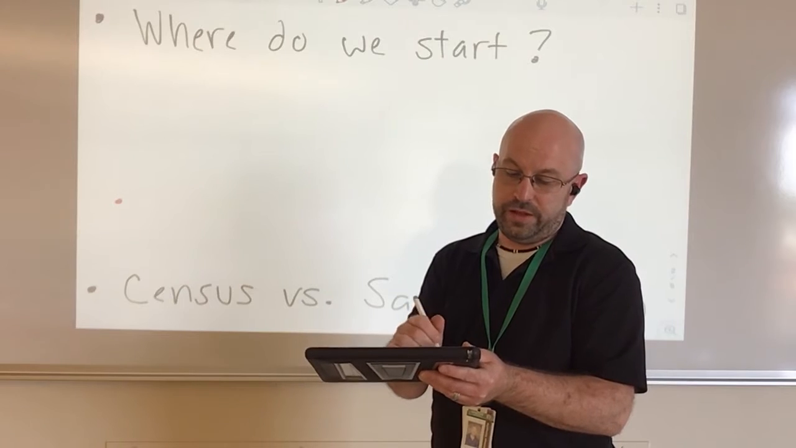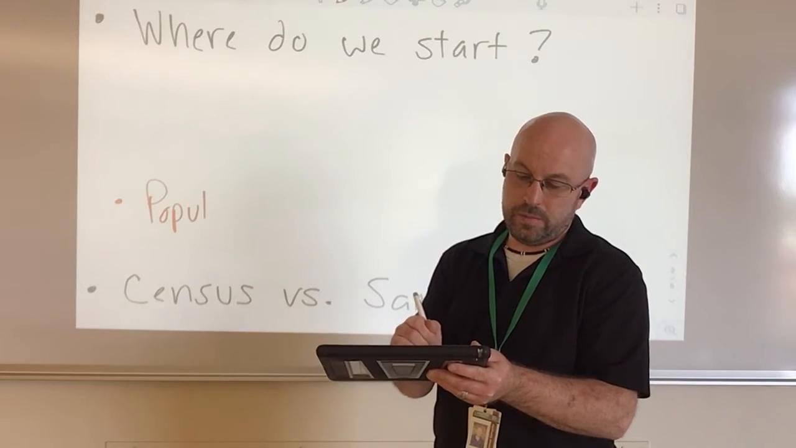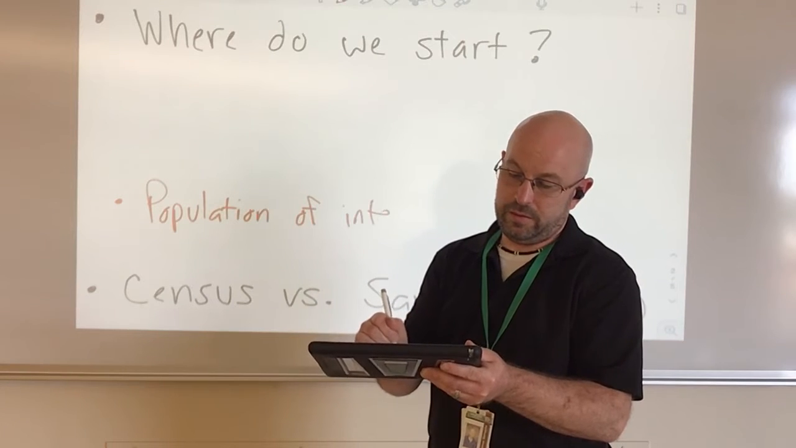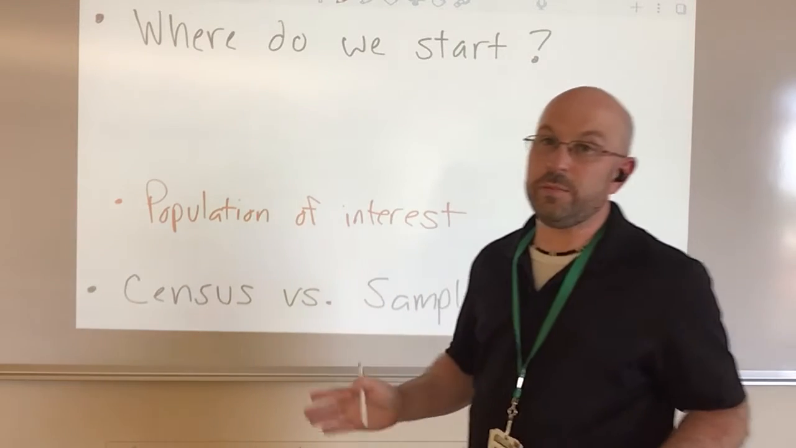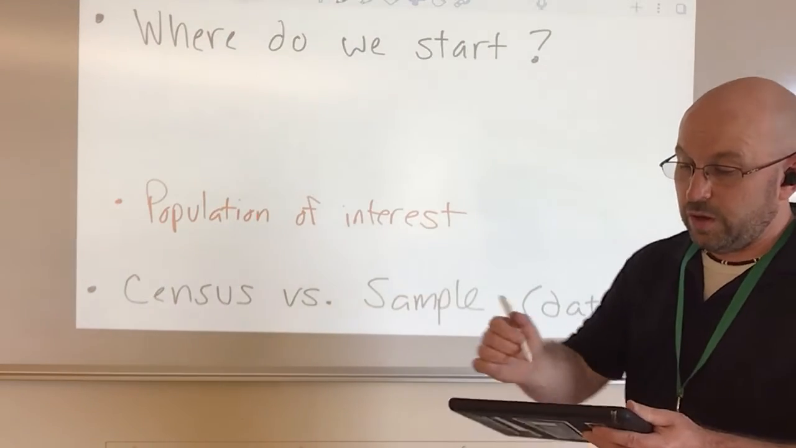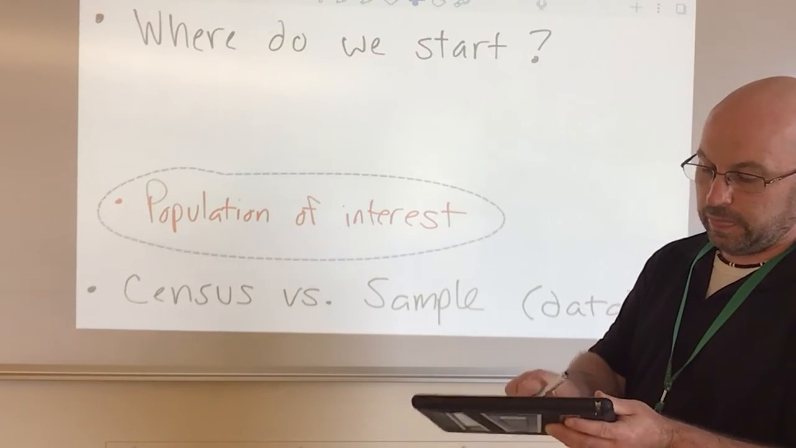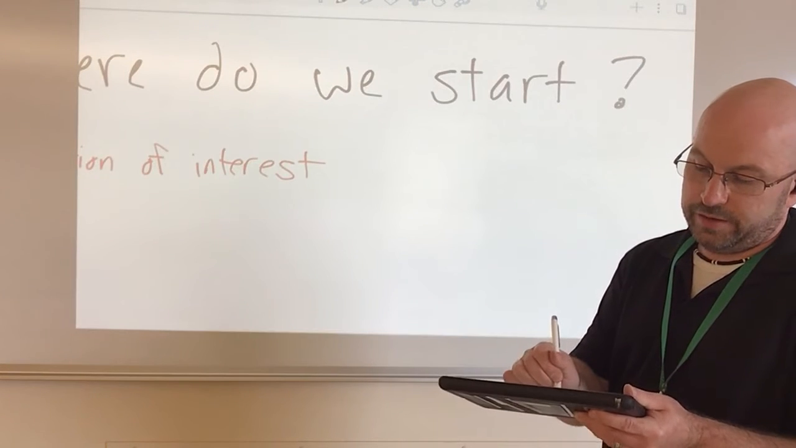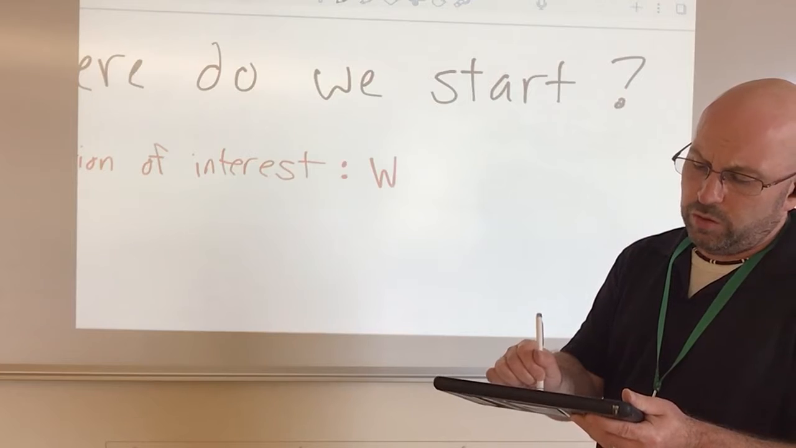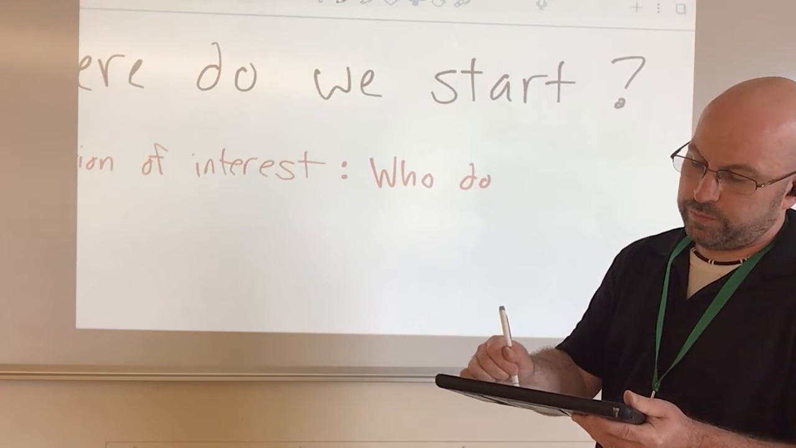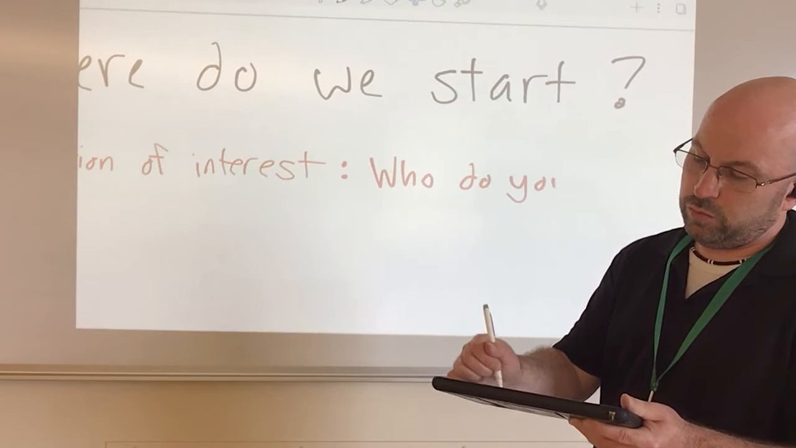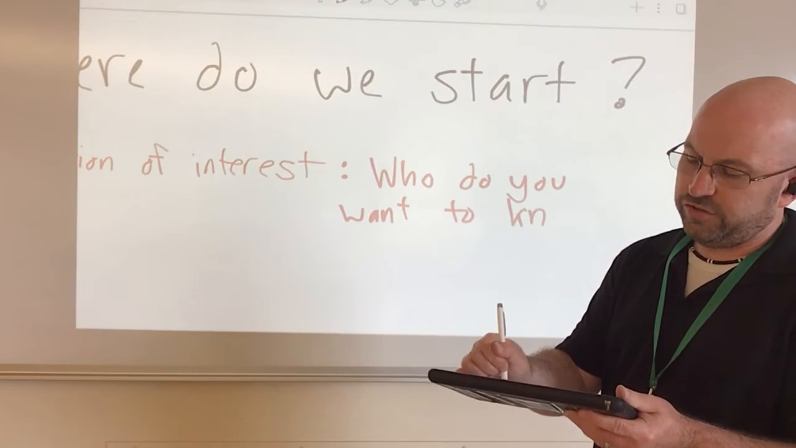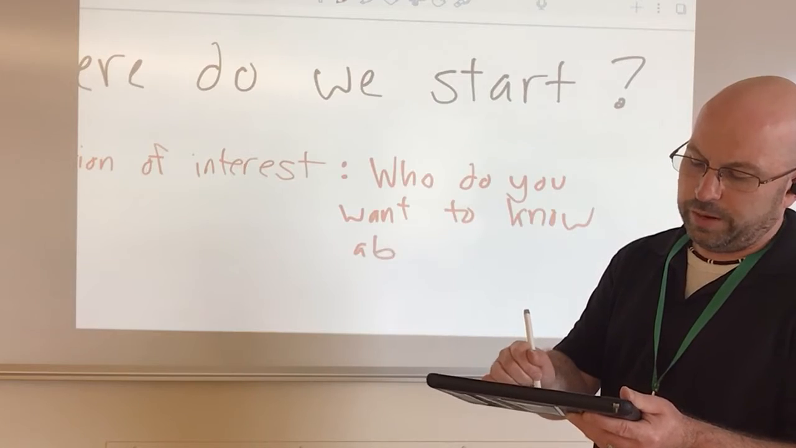What you're going to start with is a population of interest. Sometimes you might just see it referred to as a population. What does that mean? Ultimately, a population of interest is who do you want to know about? Chances are you have some sort of question, and who or what do you want to know about?